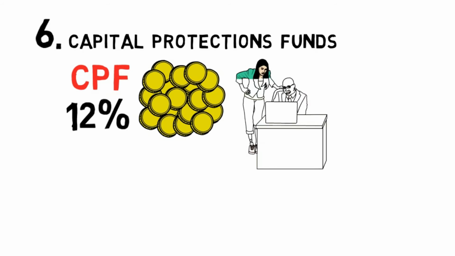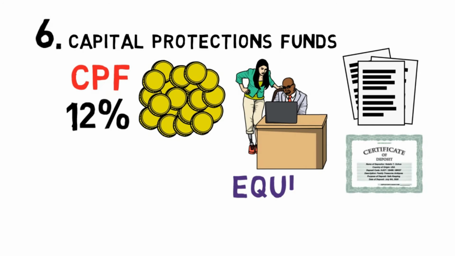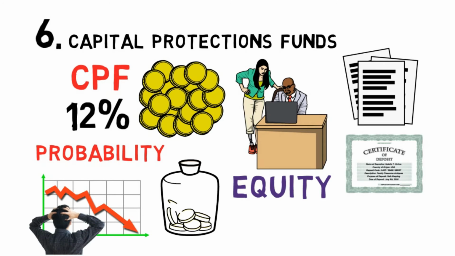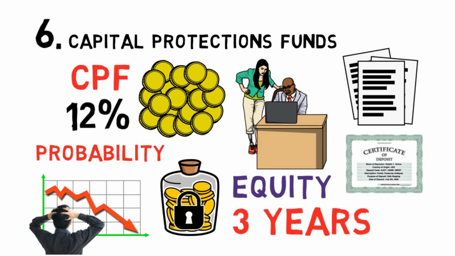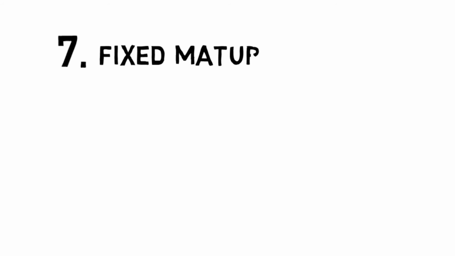The fund manager invests a portion of the money in bonds or certificates of deposits and the rest towards equities. Though the probability of incurring any loss is quite low, it is advised to stay invested for at least 3 years to safeguard your money, and also the returns are taxable. Number 7, fixed maturity funds.